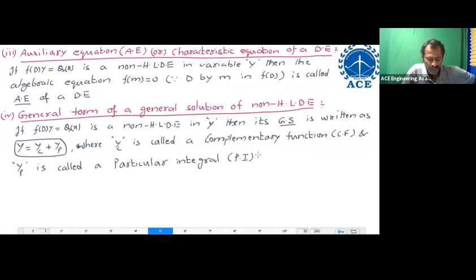For a non-homogeneous equation, the solution will be written in the form of a sum of two parts or two terms. One term is yc, the other term is yp. So we always try to write the solution as a sum of two parts, yc and yp. Yc is the complementary function, yp is the particular integral. Here I will show you the reason for writing the solution as a sum of two parts. The next page.